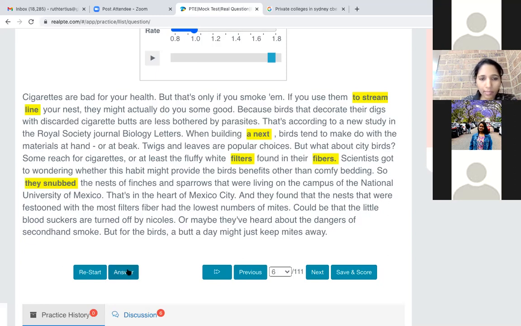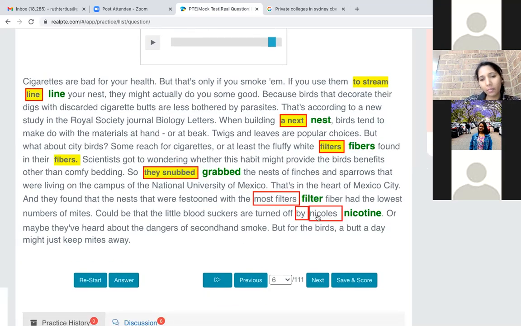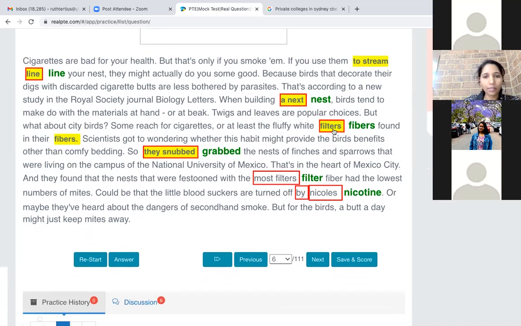So let's look at the answer. Nicotine, last one. Yeah. So nicotine, by nicotine, most filters, they snubbed. Then streamline. Okay, these are our answers, filters and fibers.